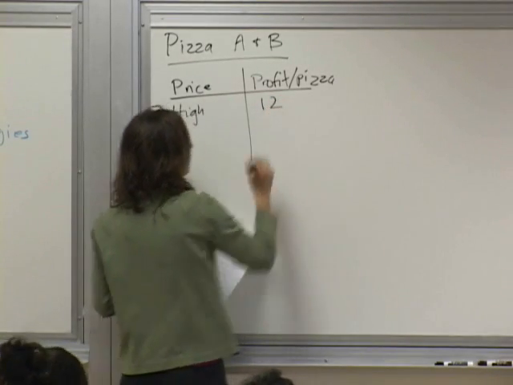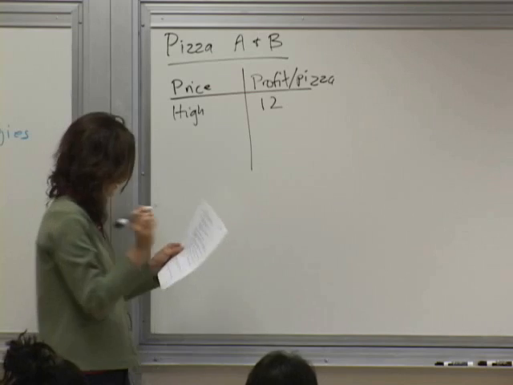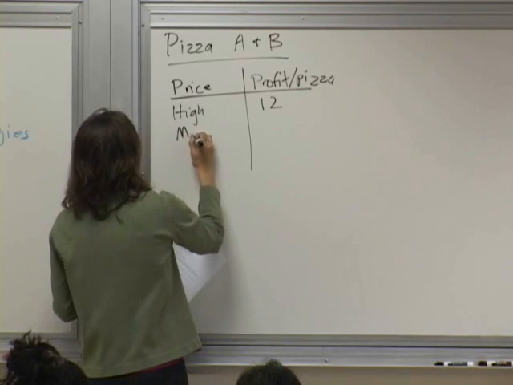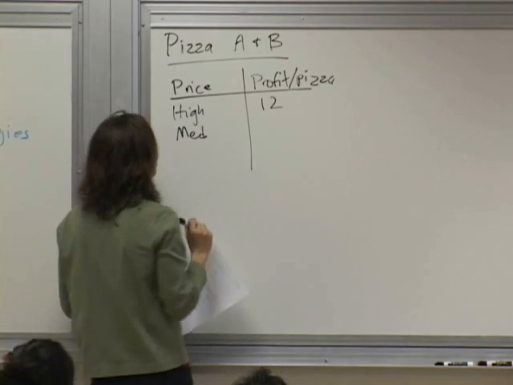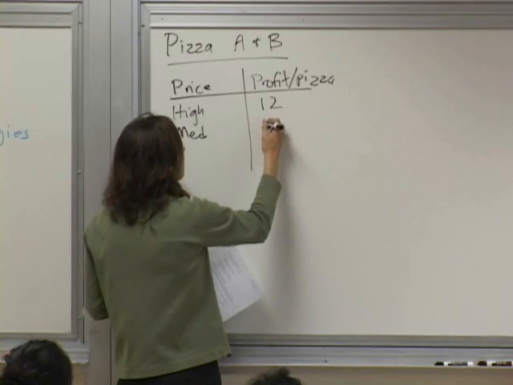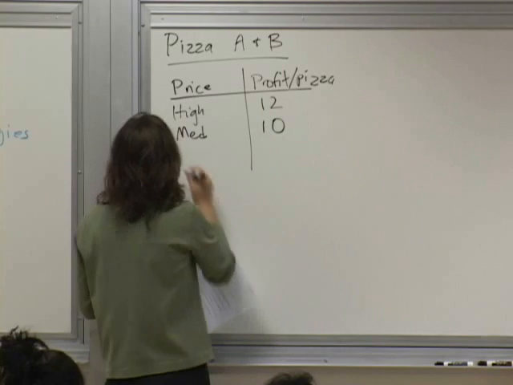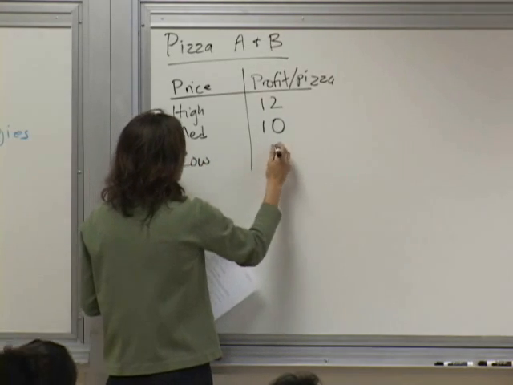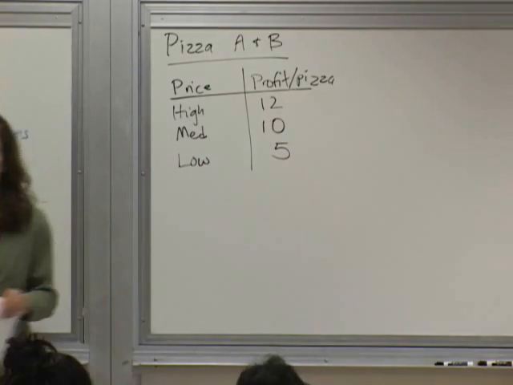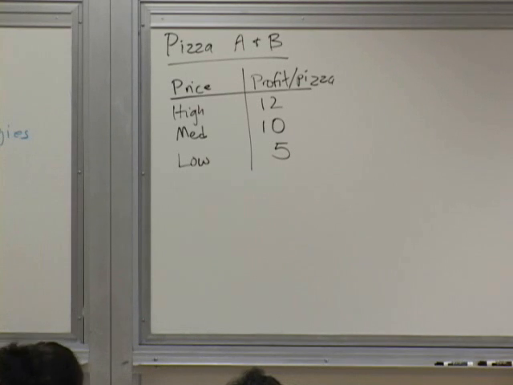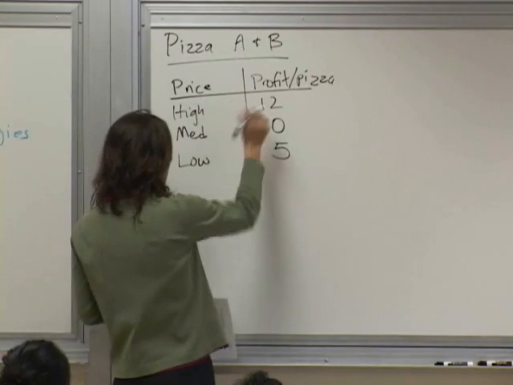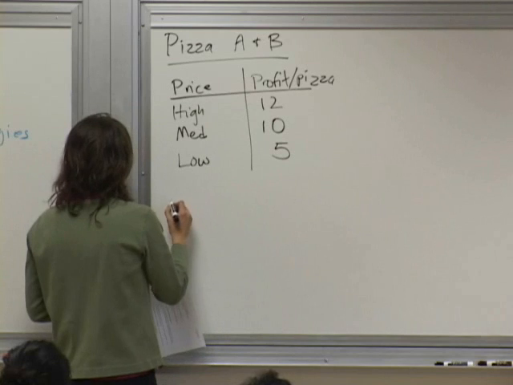is going to be 12. Okay? That's pretty good. I want to be in this business. Doesn't sound like the real restaurant business to me, but these are the numbers that I have. A medium price is going to give them a profit per pizza of 10, and a low price, a profit per pizza of 5. Okay. So here's the price and profit story.